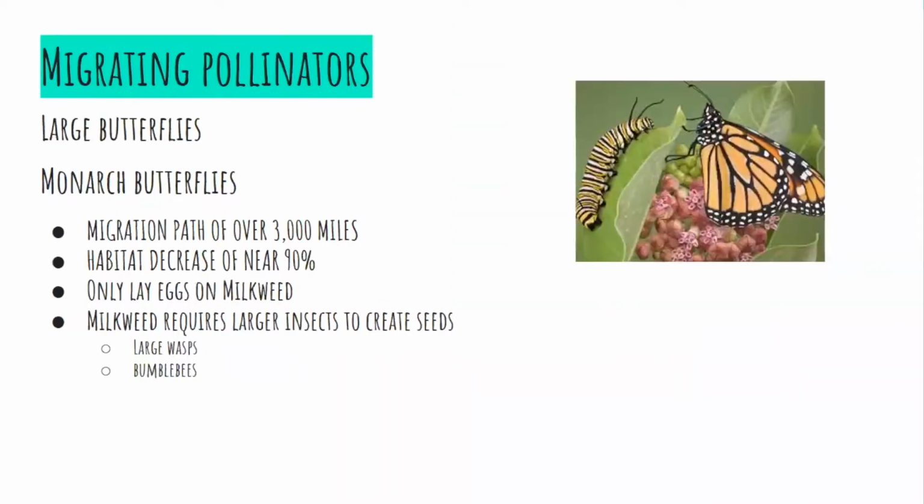Some examples of butterflies as pollinators are larger butterflies that have migratory paths, such as the monarch butterfly. The monarch has a migration path of over 3,000 miles and travels from Canada all the way down to Mexico and back in a multi-generational migratory path. Over the last 20 years, their habitat has decreased to near 90% habitat loss from what it was.